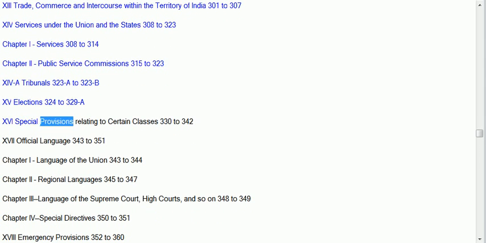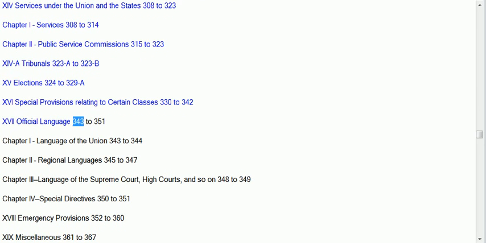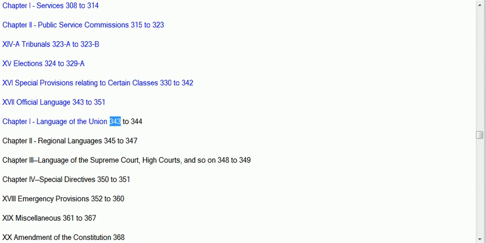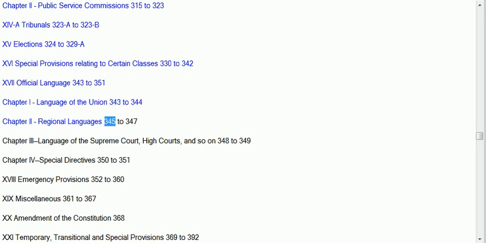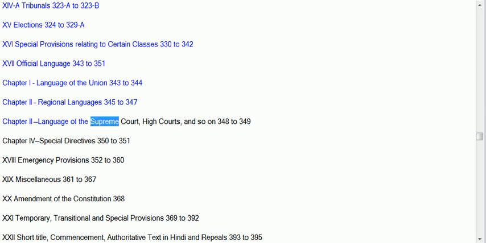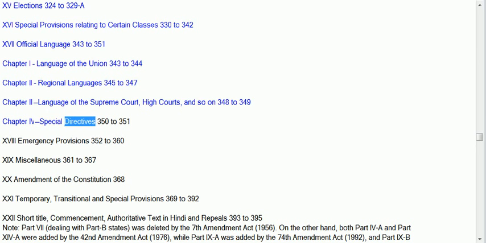16 Special Provisions relating to certain classes, 330 to 342. 17 Official Language, 343 to 351. Chapter I Language of the Union, 343 to 344. Chapter 2 Regional Languages, 345 to 347. Chapter III Language of the Supreme Court, High Courts, and so on, 348 to 349. Chapter IV Special Directives, 350 to 351.